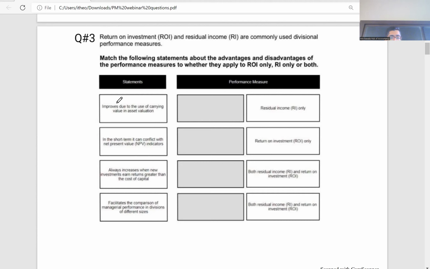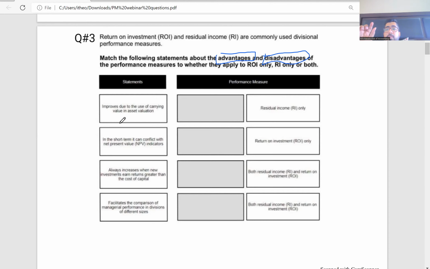Statement 1. Improves due to the use of carrying value in asset valuation. This statement applies to ROI, RI, or both. If you have just gone through the advantages and disadvantages of ROI and RI, my students must know this. I have taught you that ROI and RI both increase when assets get older, right?